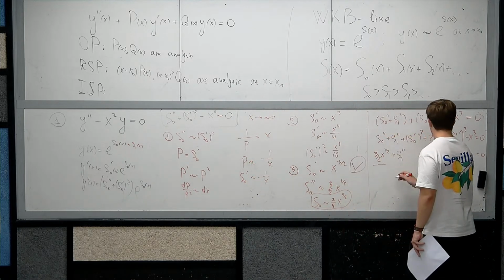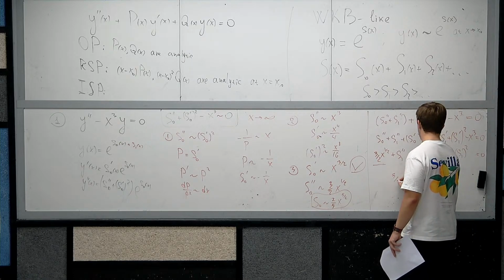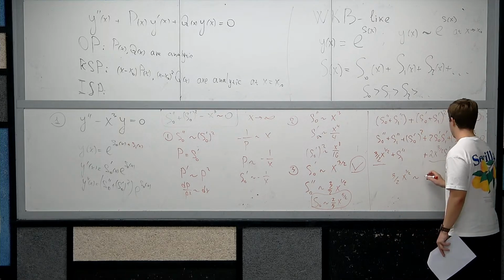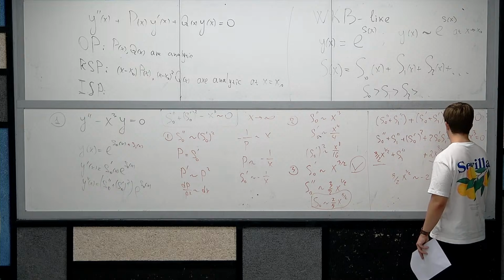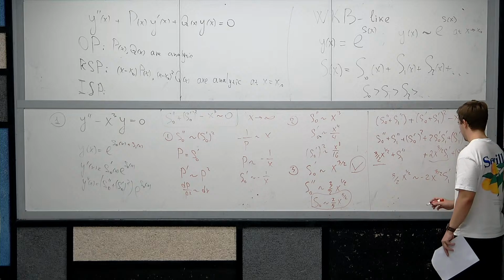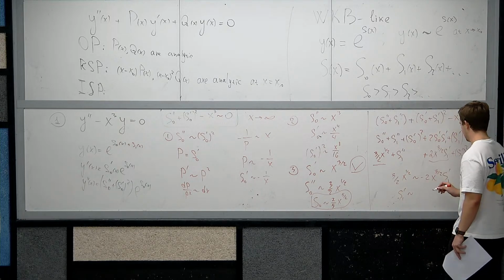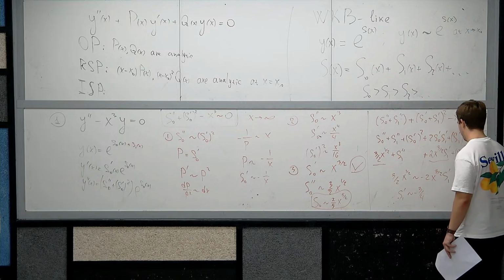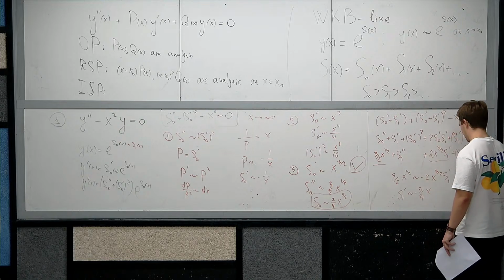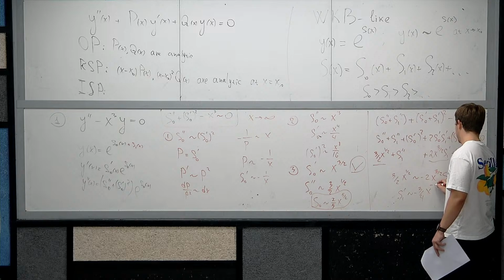Then we need to write it: 3 halves, it's 1/2, asymptotic to -2x 3/2 S1 prime. Okay, then S1 prime behaves like -3/4 x to the -1.